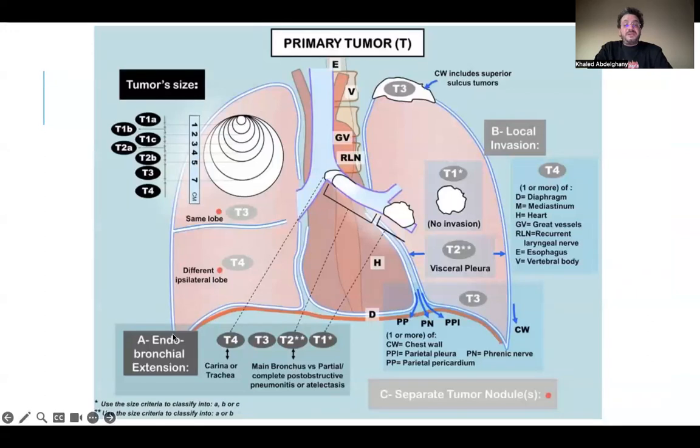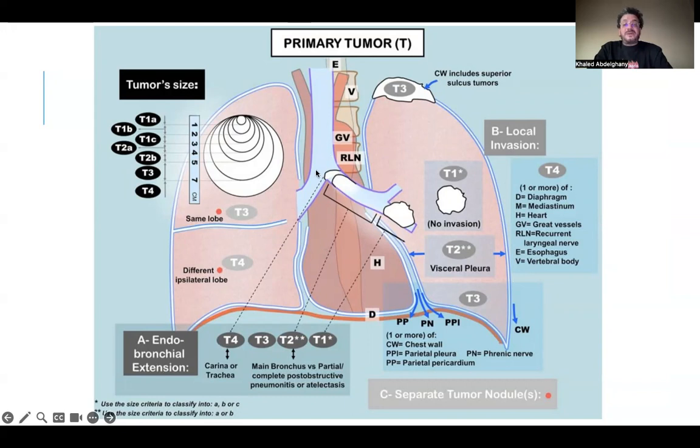We have 3 factors plus the tumor size. We have the endobronchial extension. We have the local invasion and the presence of a separate nodule or nodules. The diagram looks complicated, but it makes our work easy, and I like this diagram. Let us explain the endobronchial extension.